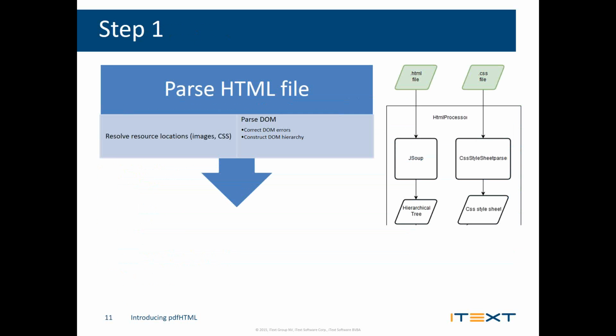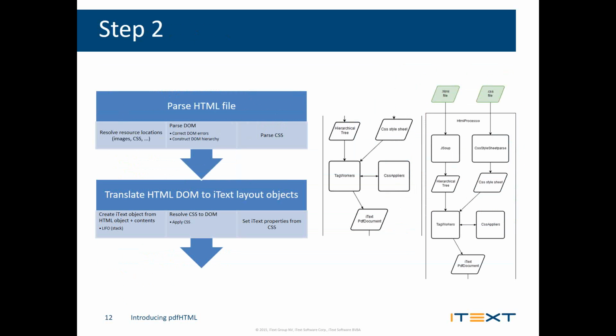So in a first step, we resolve resource locations and we parse our HTML file into a DOM model. We also do some minor correction for DOM errors and create a hierarchical file. In our second step, we translate this DOM to iText layout objects. This is done through the use of tag workers. Tag workers correspond to a certain tag, and they take all the info in the tag and they process it and output an iText layout object.